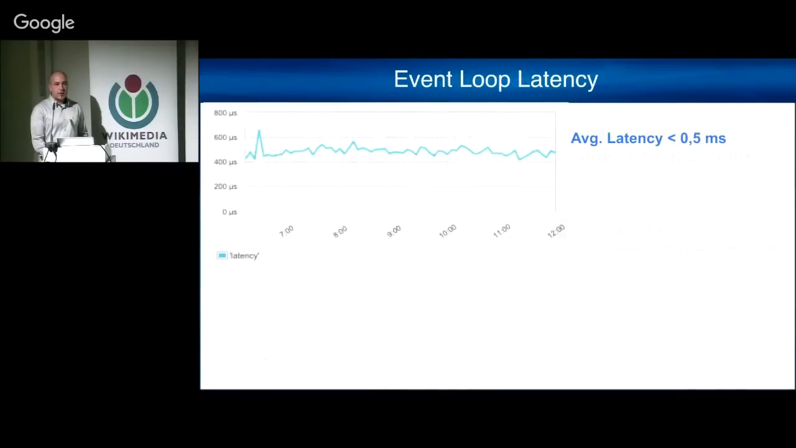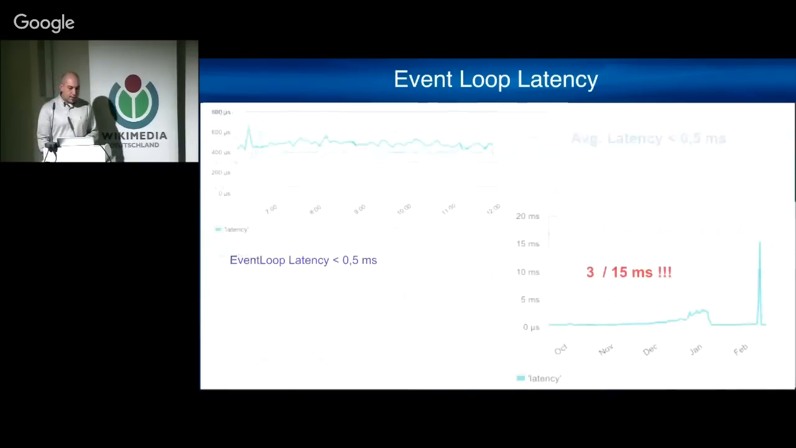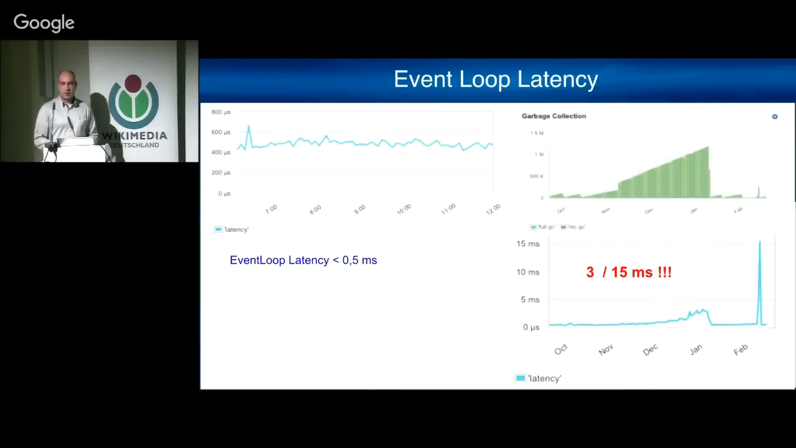So what happened to the event loop? This is the regular event loop, 400 to 500 microseconds of delay here. This jumped a bit up, so we got 3 to 15 milliseconds at the same time where the garbage collector got crazy and was doing nothing else than running garbage collection cycles.